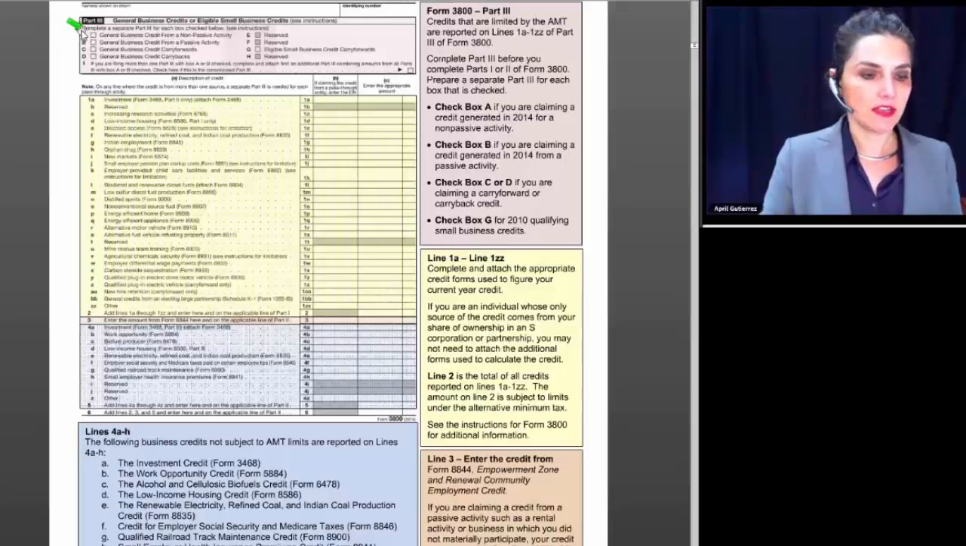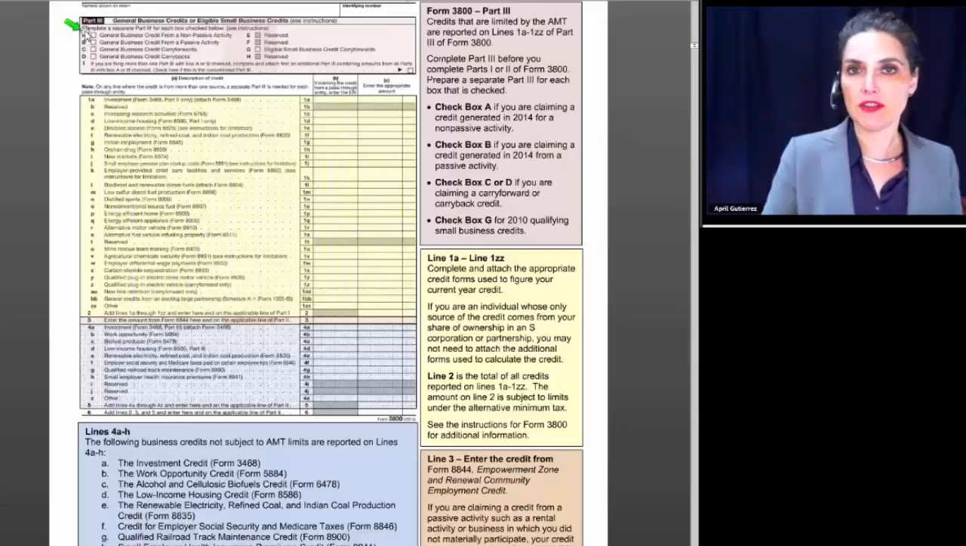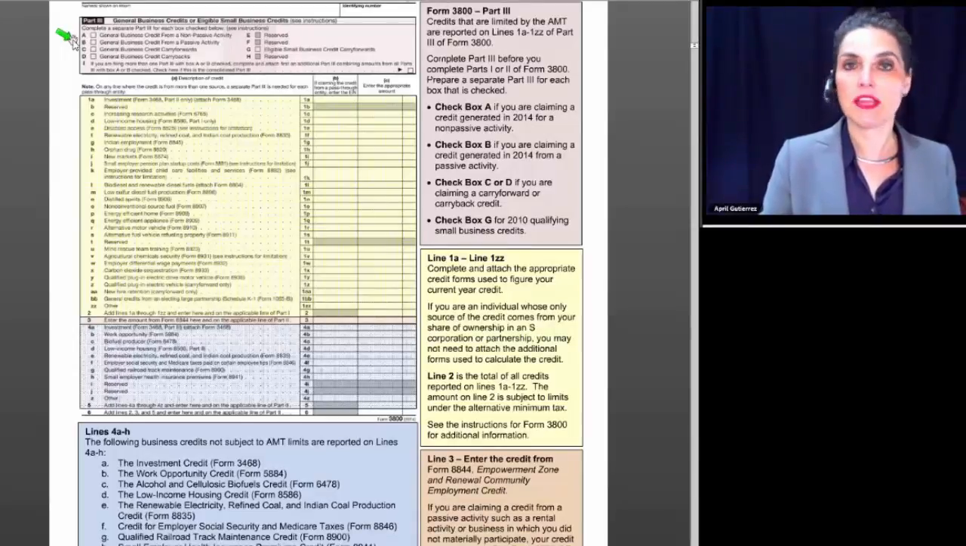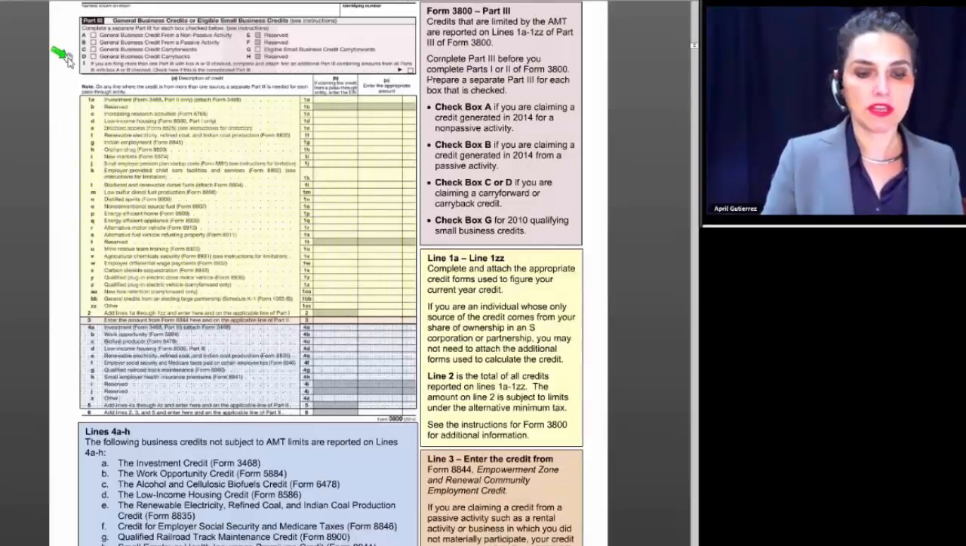For box A, you check this box if you are claiming a credit that is generated in 2014 for a non-passive activity. Check box B if you are claiming a credit generated in 2014 for a passive activity. Check box C or D if you are claiming a carryforward or a carryback credit. And finally, check box G for 2010 qualifying small business credits.